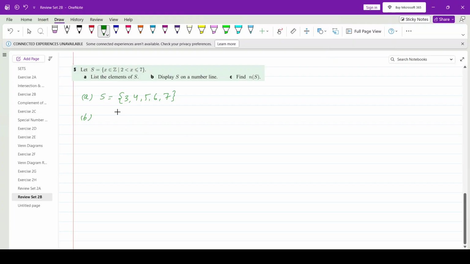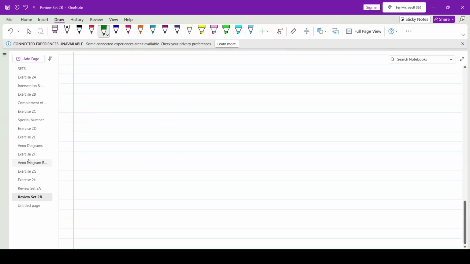So let's draw a number line. So the elements of S will be from 3, including 3, 4, 5, 6, and 7. This is S. Find the number of elements in S. So the number of elements in S is equal to 1, 2, 3, 4, 5. Answer is 5. Let's go to the next question.